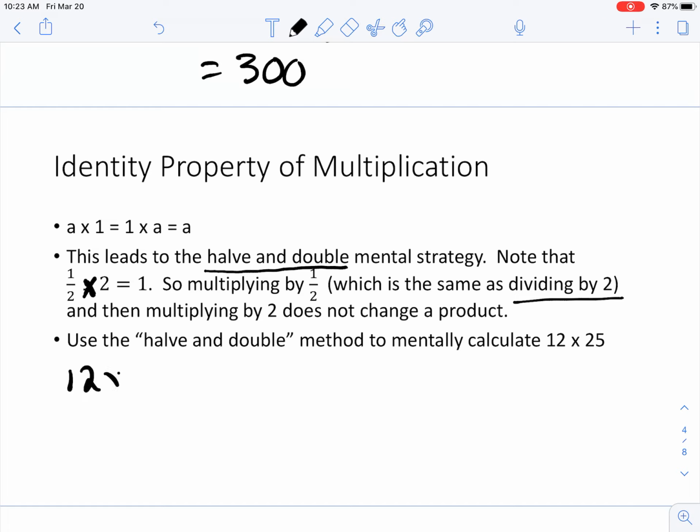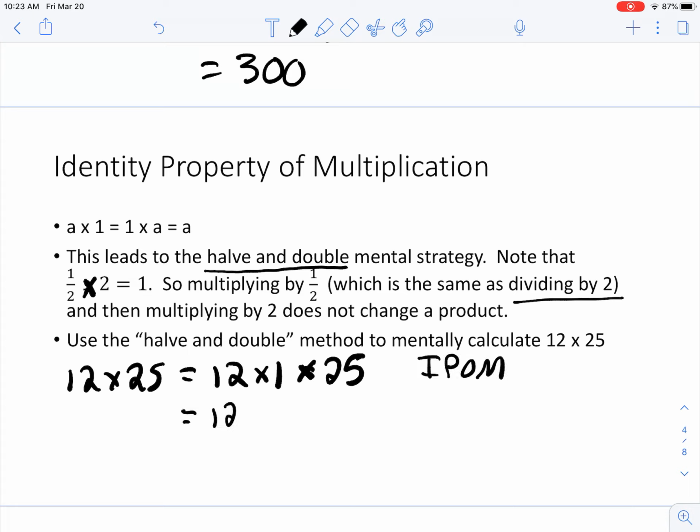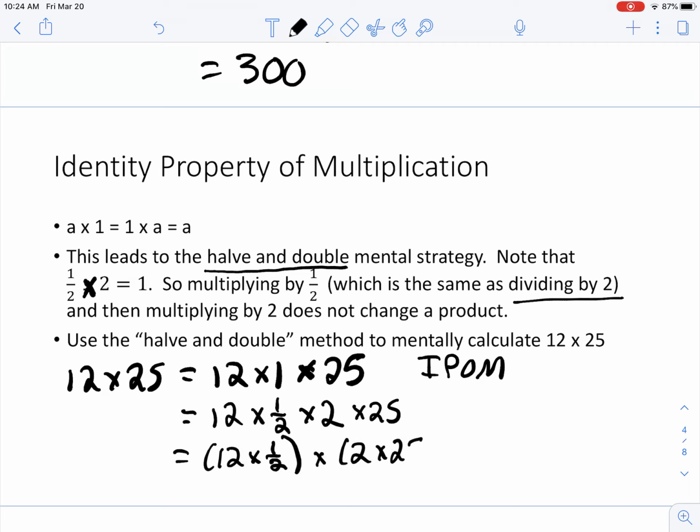Justifying this, 12 times 25, well, let's throw a 1 in there. I haven't changed the value. This is the identity property of multiplication. And then I'm just going to do some substitutions. I know that 1 is the same as 1/2 times 2. And then I'm going to group the 12 times 1/2 and group the 2 times 25, ending up with 6 times 50, or 300 right there.